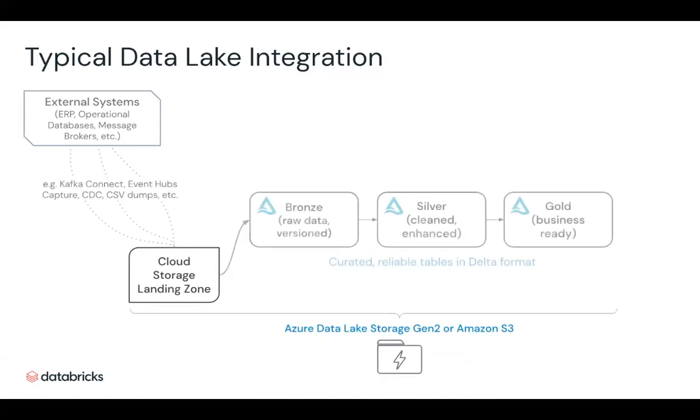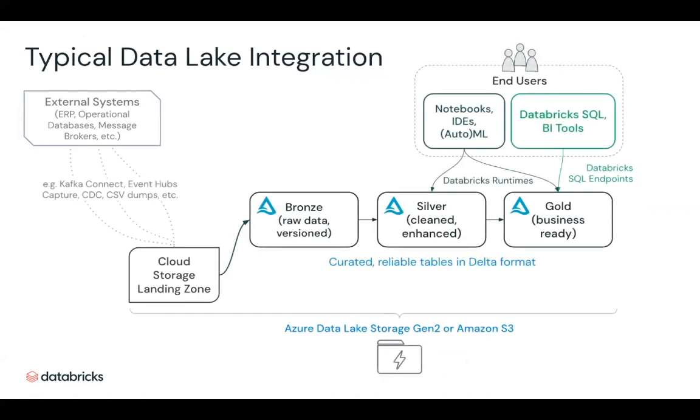Click through this real quick. Your typical data lake integration is your landing data. Data gets dropped into a cloud storage landing zone, and then it gets brought into Databricks. We have this medallion architecture. It's very similar to most methodologies around data warehousing. The idea is that you bring data into a bronze layer. It's the raw data that matches the source, replicated from the source systems.